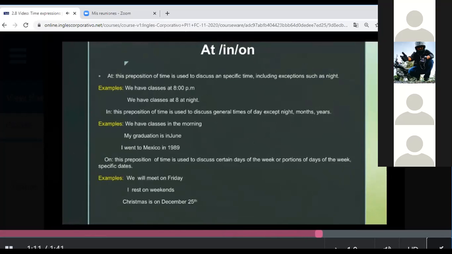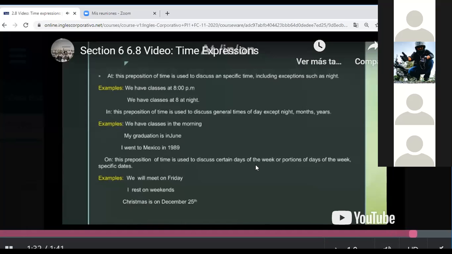In, this preposition of time is used to discuss general times of day except night, months, and years. Examples: we have classes in the morning. My graduation is in June. I went to Mexico in 1989. On, this preposition of time is used to discuss certain days of the week or portions of days of the week.